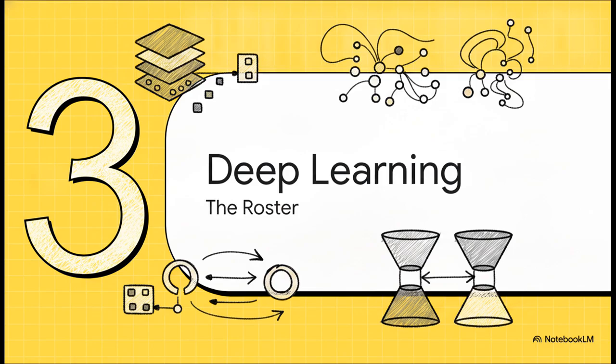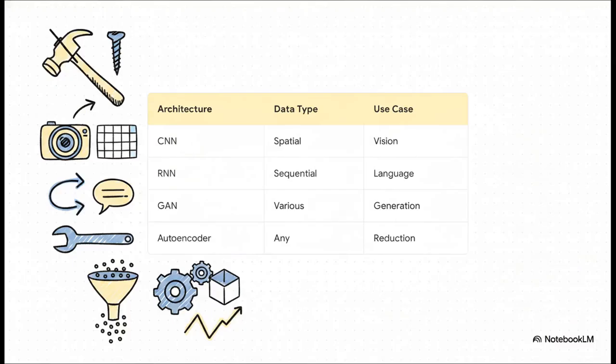Moving to Section 3, Deep Learning Architectures, let's look at the roster. This quick roster summarizes the primary architectures available to developers today. Just like in construction, you absolutely have to pick the right tool for your specific material. You wouldn't use a hammer on a screw? Similarly, you choose a CNN for image data, an RNN for sequential or time series data, again for generating new content, and autoencoders if you're dealing with dimensionality reduction or anomaly detection.